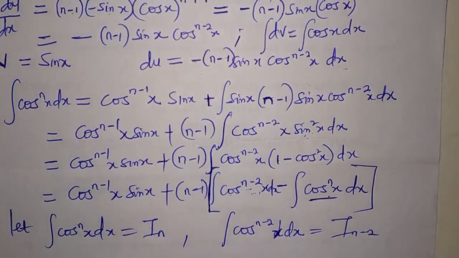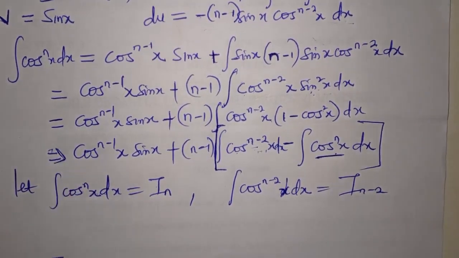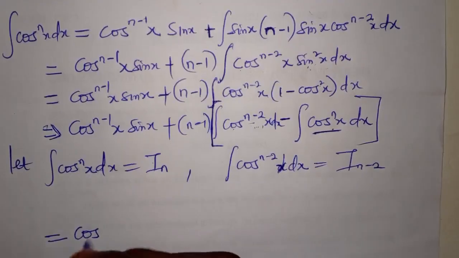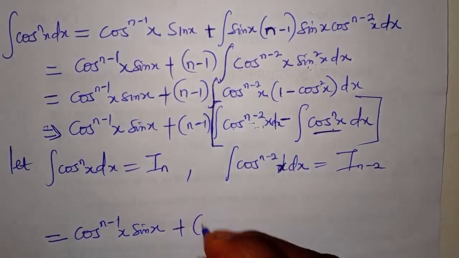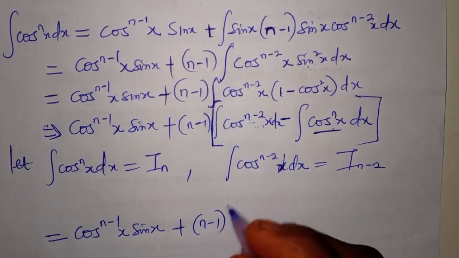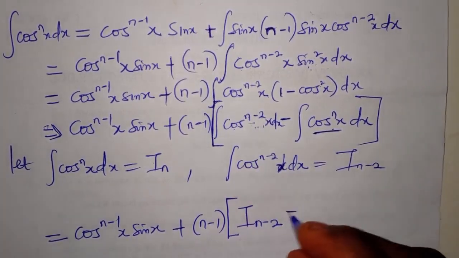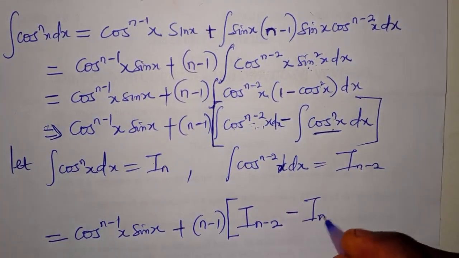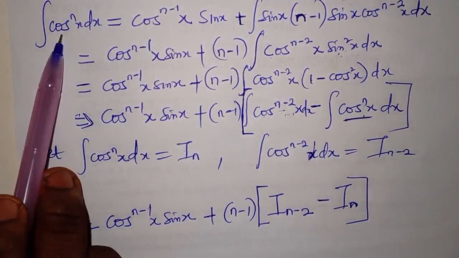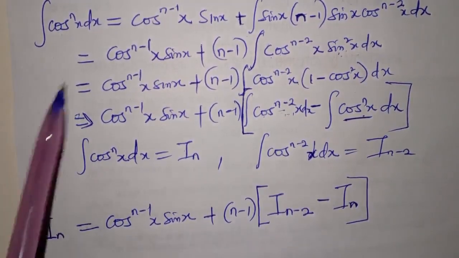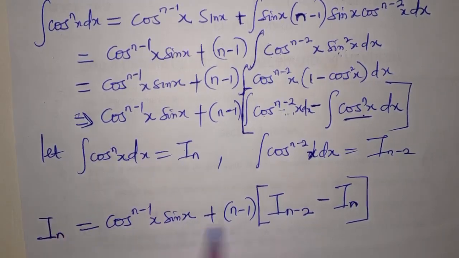So therefore, the right hand side will now be cos^(n-1) x sine x plus (n minus 1) I sub n minus 2, minus this one, which is I sub n. This integral here is what we have here, and this is equal to I sub n. So actually I sub n is equal to everything we have here.